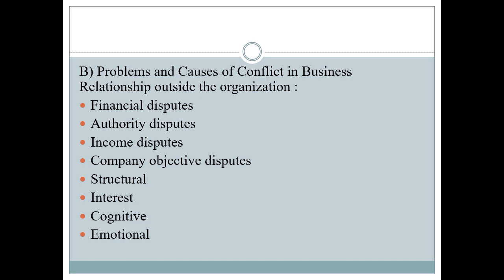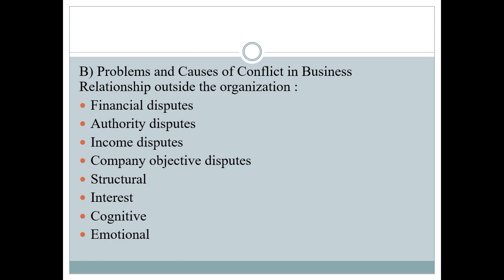Then income disputes. Whenever your business earns something, you earn profit. Now how to utilize this income, what to do about this income? These small things do matter from your organization's viewpoint. It might result into disagreements. Then company objective disputes. You might have set some objectives when you were initiating your business, right?